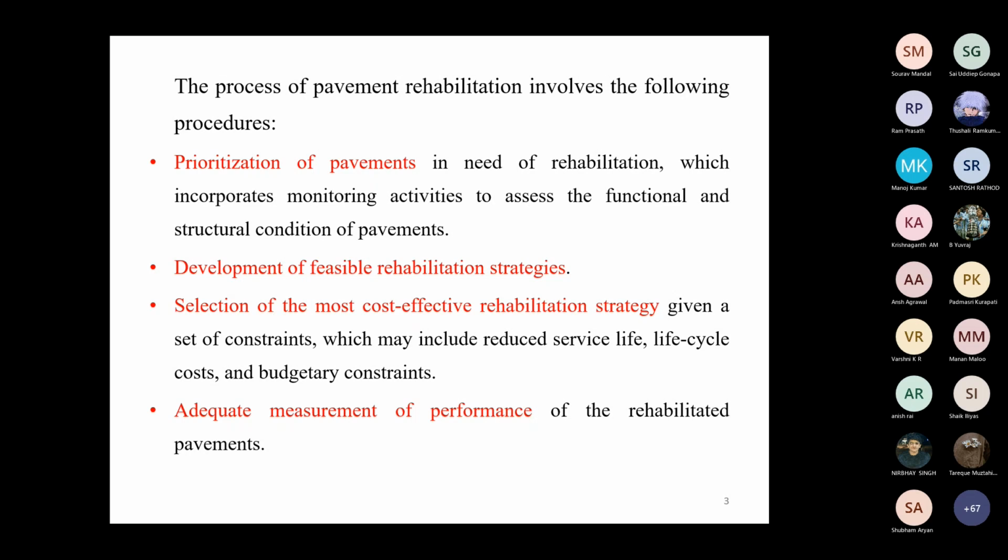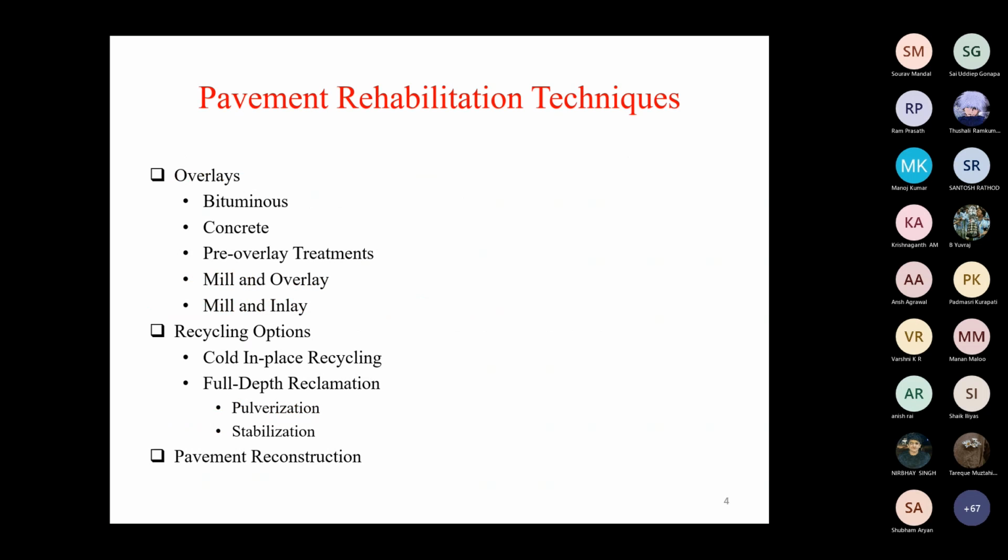So this will include a set of constraints. You have a lot of constraints, like service life, say 10 years, then life cycle cost and budget. Life cycle cost should not be more, and the budget should not be exceeded. So within all these constraints, you have to choose the best cost-effective method. Then, after doing the rehabilitation work on the pavements, you measure the performance. The different techniques involve overlays, recycling options, and so on.